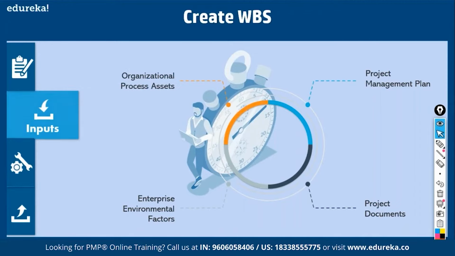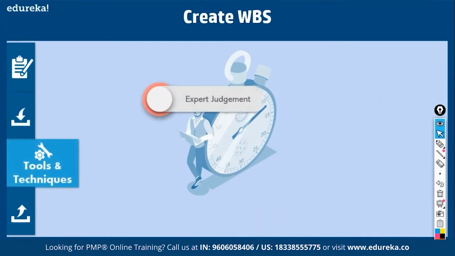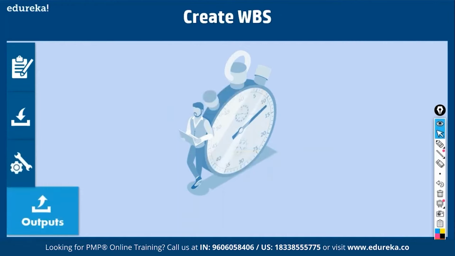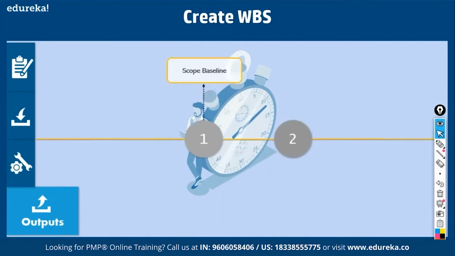Okay. The tools and techniques are expert judgment. You need to have expertise to define the work and decompose it into smaller and smaller components. Then decomposition is the process of breaking down the whole project into phases, phases into major deliverables, and major deliverables into deliverables. That is called decomposition. We need to have skills relating to decomposition. Then the output is the scope baseline.